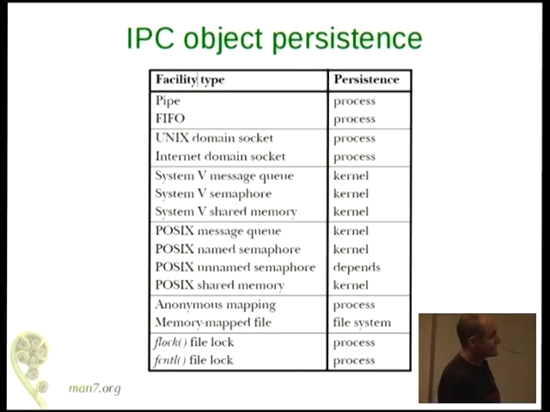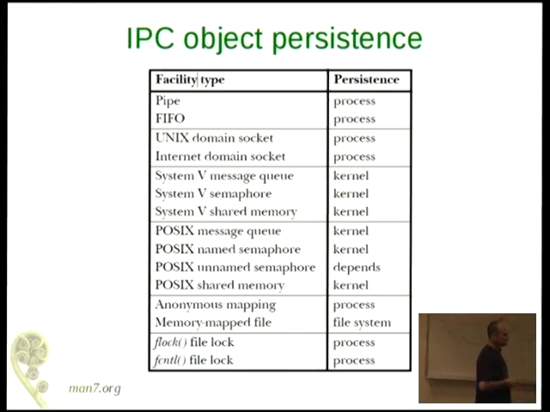POSIX message queues and semaphores and POSIX shared memory have kernel persistence. So what that means is, I can create a POSIX message queue, put some messages on it, and then disconnect from the POSIX message queue. My process can terminate. Those messages will still stay there until some other process comes along, opens the message queue for reading, and reads the messages. But they'll disappear if the system reboots.